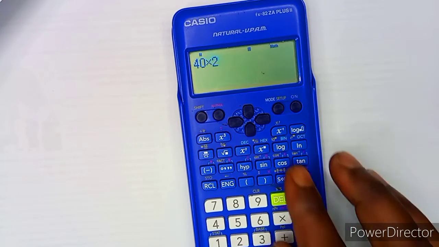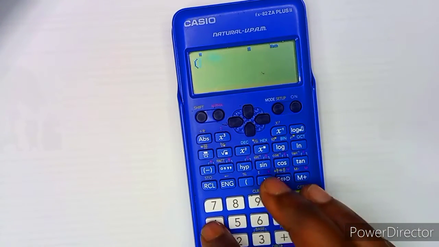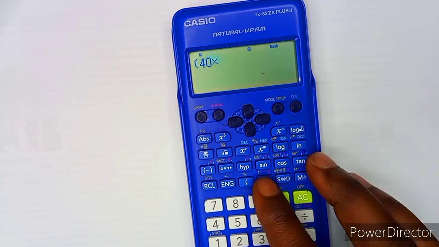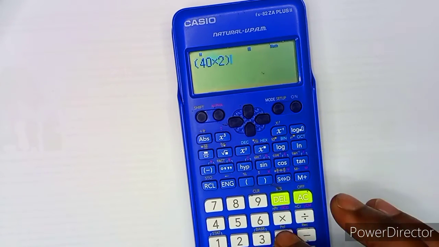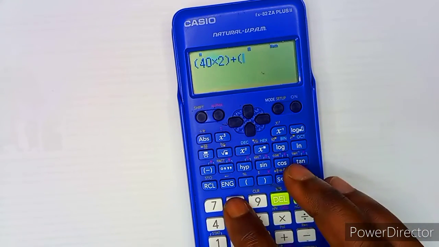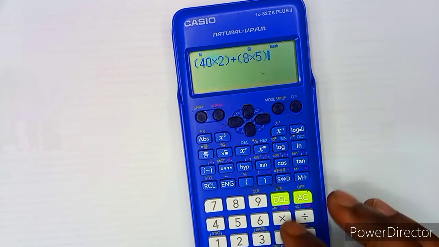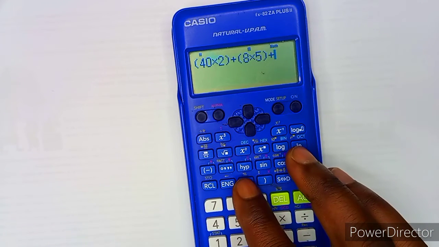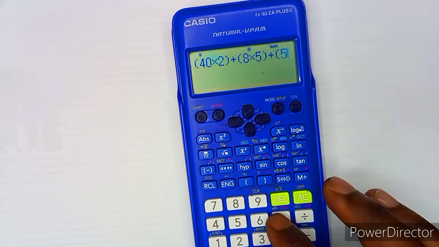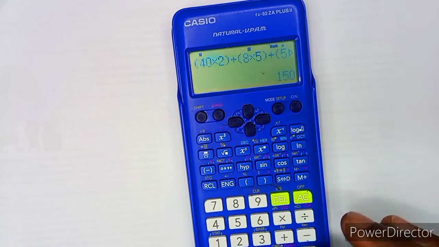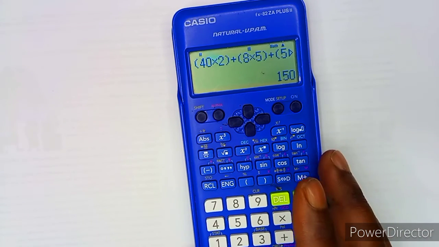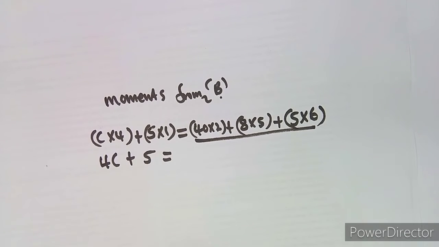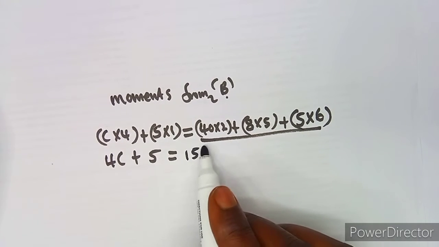40 by 2, and let me just use a bracket so that it can be easier for all of us, plus 8 by 5, which is 40. Anyways, let's just indicate so that all of us will understand. And we have 5 by 6. All right, so you're going to obtain 150 in this case. Okay, so this is 150 that you are obtaining here.